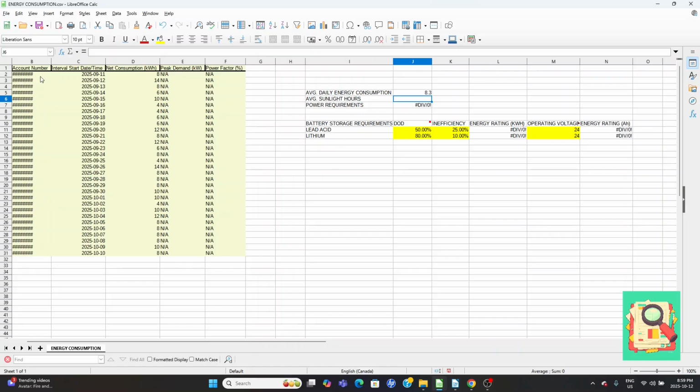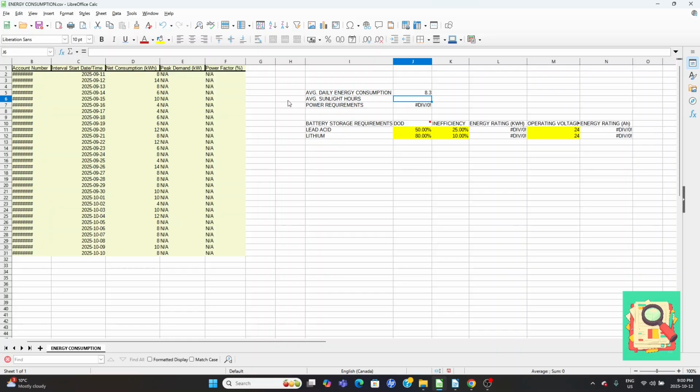It would have your account number, the interval time, consumption in kilowatt hours, peak demand, and sometimes power factor is available. This data is based on a daily energy consumption for a period of 1 month. The next task is to calculate the average daily consumption.